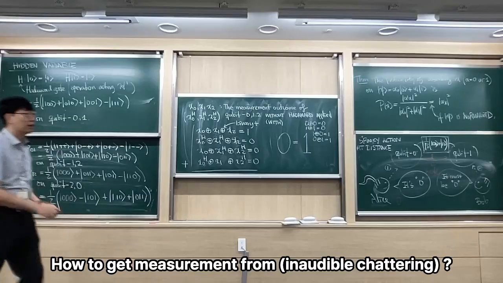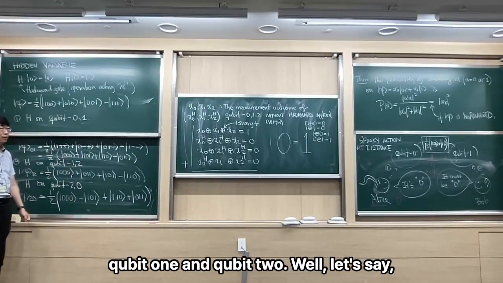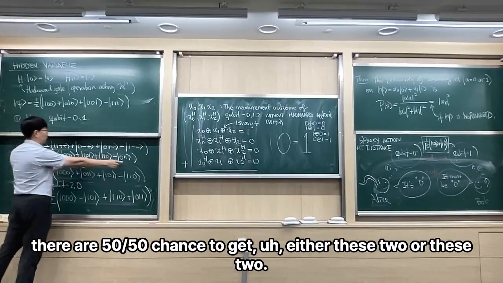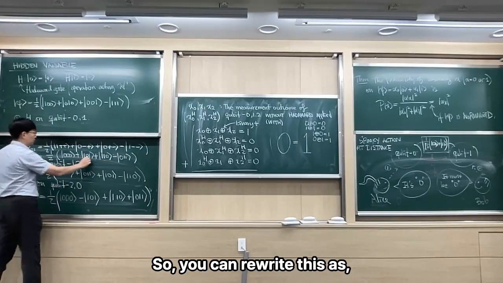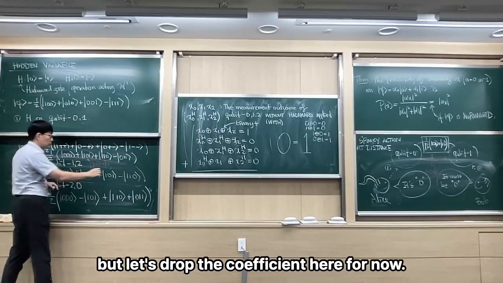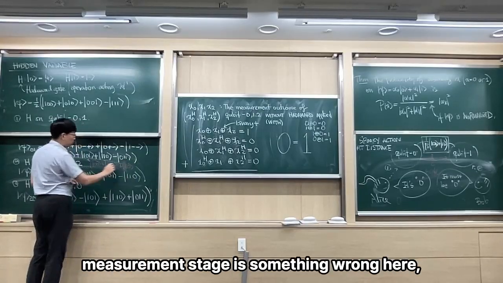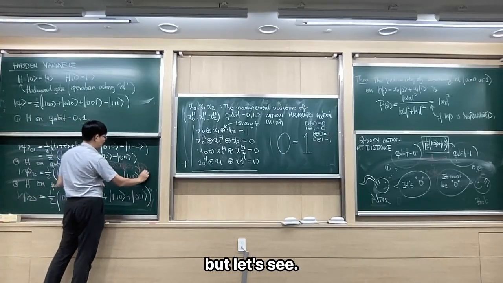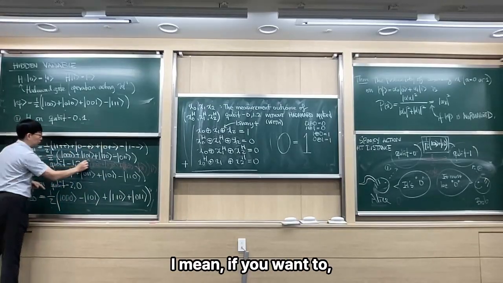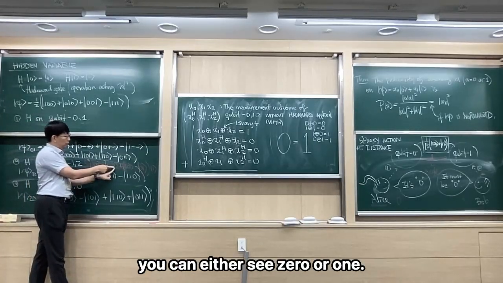How to get the measurement from the quantum state? You take the measurement on qubit 0, qubit 1, and qubit 2. Let's say you take the measurement on qubit 0: there is a 50-50 chance to get either these two or these two. So you can rewrite this as 0, 0 plus 1, 1. Let's drop the coefficient here for now. You might think that the measurement stage is something wrong here, but let's check whether it's wrong or not. I mean, if you want to, you can take 1/2. Anyway, if I take a measurement, you can either see 0 or 1.